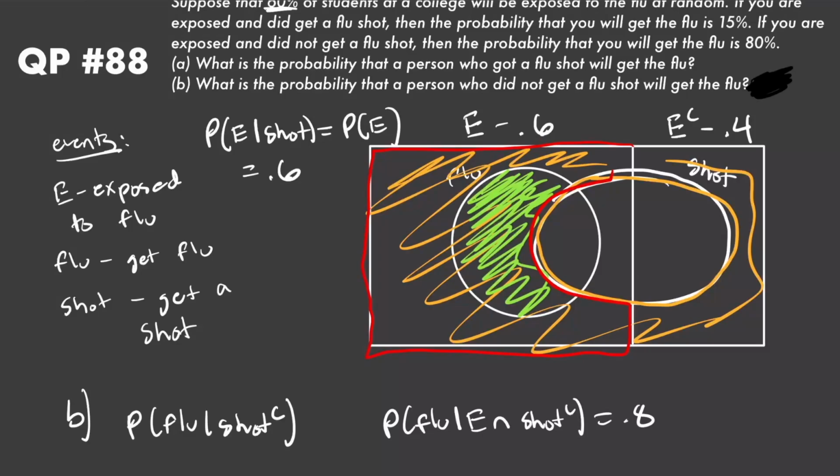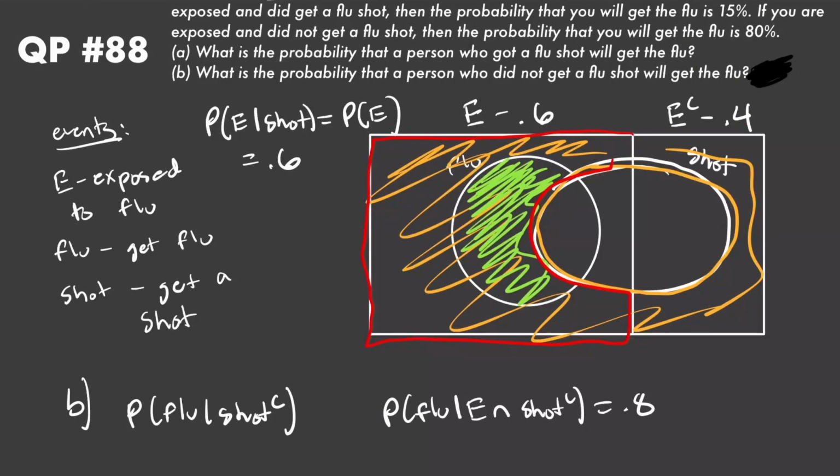Well, what else do I know? Well, I know the magnitude of the red region comprises 60% of the orange region. And how do I know that? Well, that's just because the probability that I'm exposed, given that I do not have a flu shot, is just equal to the probability that I'm exposed because these two events are independent. So now just by looking at the Venn diagram, I know how to solve this, right? The magnitude of the green region comprises 80% of the magnitude of the red region, which in turn comprises 60% of the magnitude of the orange region. So what percentage does the green take up of the orange region? Well, it's just going to be 0.6 times 0.8 or 48%.